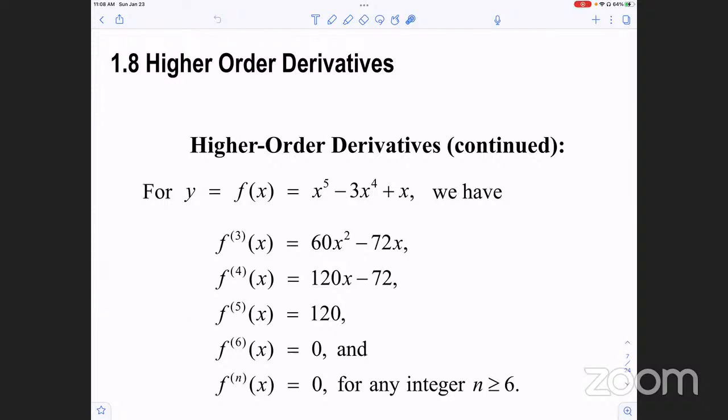So then the sixth derivative, if we take the derivative of a constant, that's where the 0 comes from. And so the nth derivative of this function is going to be 0 for any derivative greater than or equal to 6, right? For this one, once we hit the sixth derivative, it stays 0 from that point on.